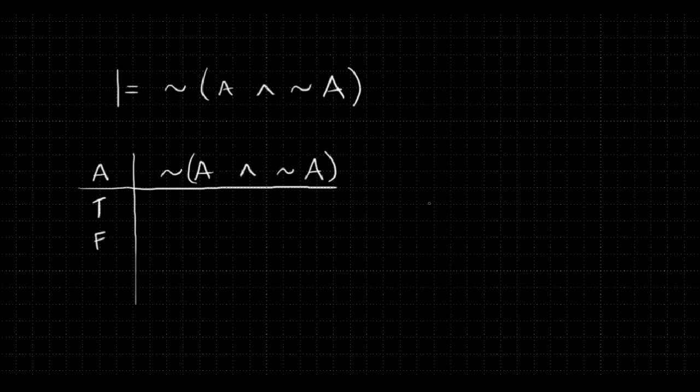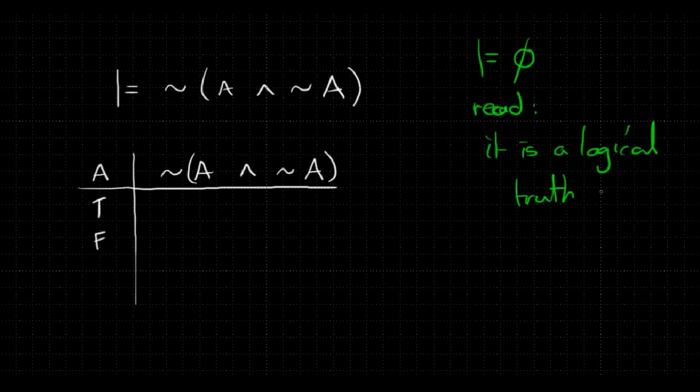Okay, one final thing to look at is that sometimes we'll see things written like this. We've just got the turnstile with no premises on the left-hand side of it, just a conclusion. And we can read this as, it is a logical truth that not (A and not A). So if you see this, you can read that as, it is a logical truth that phi. And this is usually going to be used for tautological statements.